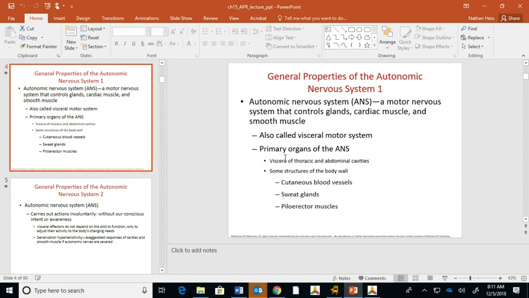So, autonomic nervous system. You see the definition there on the top of your study guide, that it is the motor nervous system. And that's a key piece. This is motor, right? This is an effector. It's causing an effect. It's not taking in. It's not sensory. It's effective. That's controlling glands, cardiac muscles, smooth muscles. And here's the key word. To maintain what? Homeostasis.